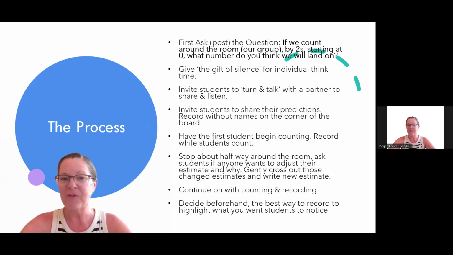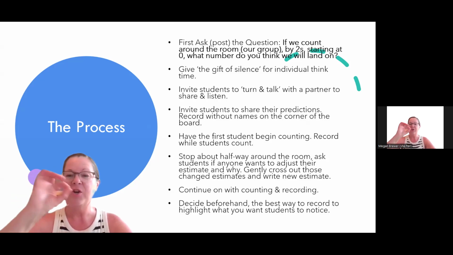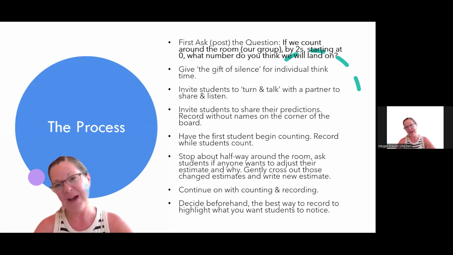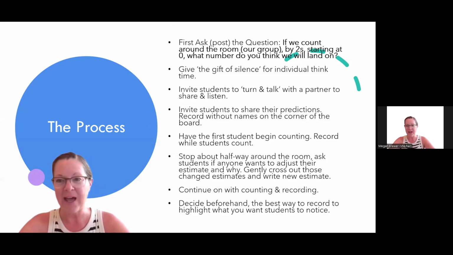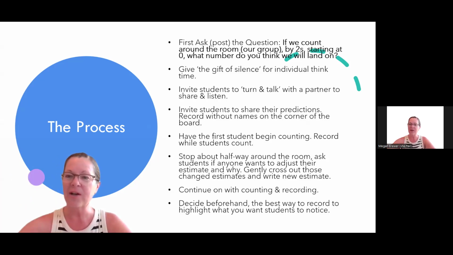So then you want to have the first student begin counting. And you're going to be recording, so your students can't go too fast because you're going to be recording while they're counting. And I want you to stop about halfway. It doesn't have to be exactly, but just kind of eyeballing to yourself. Stop about halfway around the room, pause, and ask students if anyone wants to readjust their estimate and why. And if there are some students that say, yeah, Miss Brewer, I want to change my guess from this to that, you just gently cross it out and write their new estimate. Again, no big deal. And you might say, why? Why do you want to change it? Then you're going to continue on with the counting and the recording.